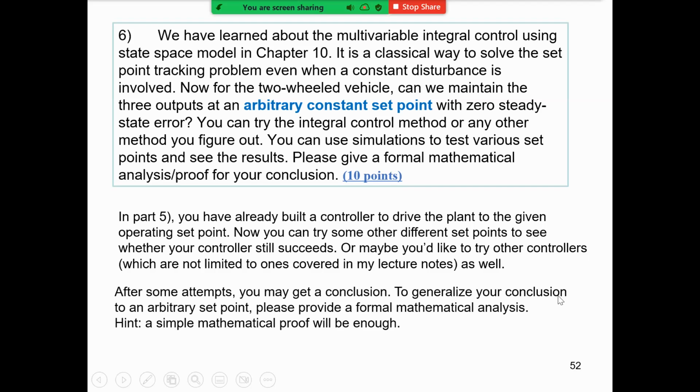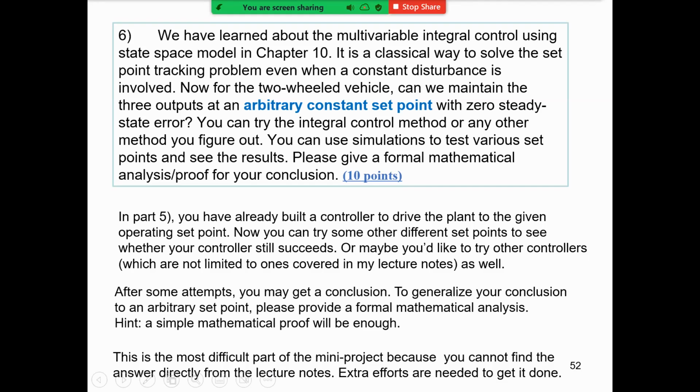After some attempts, you may get a conclusion. And to generalize a conclusion to arbitrary set points, you have to provide a mathematical analysis about your finding, right? Okay. This is the most difficult part of the mini project because the answers are not in my lecture notes. Okay, so extra effort is needed to get it done. Also, there is no unique solution.